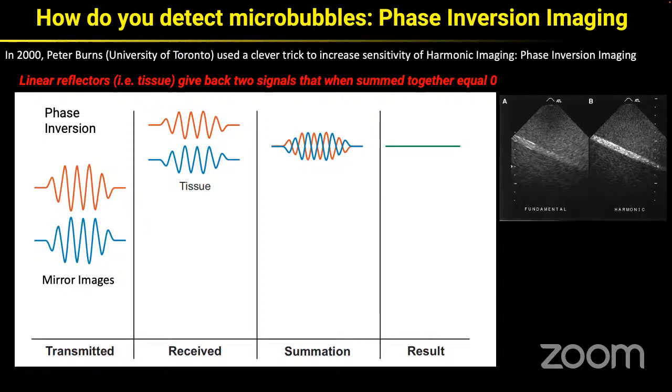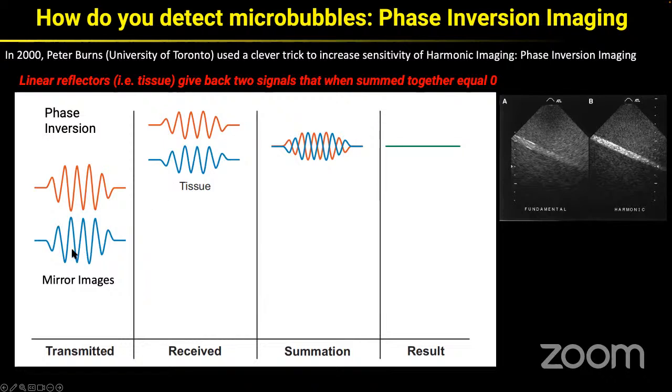So this was developed by Peter Burns at University of Toronto, where he used this nice, clever trick to increase the sensitivity of harmonic imaging. This is this phase inversion imaging. So tissue are linear reflectors. So when we send an acoustic pulse into a tissue, we get back an echo. Now, transducers spend only 1% of their time transmitting and about 99% of their time listening. So we send in a pulse, and then we listen back to the echo.